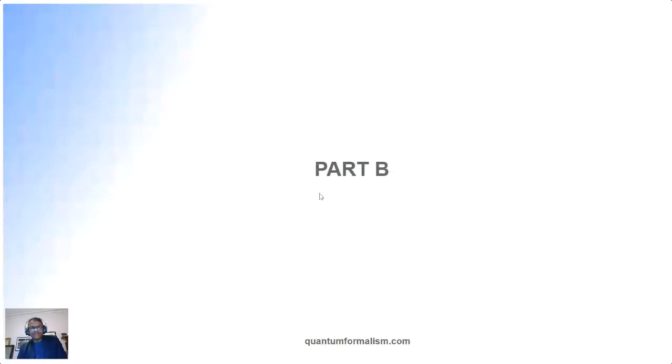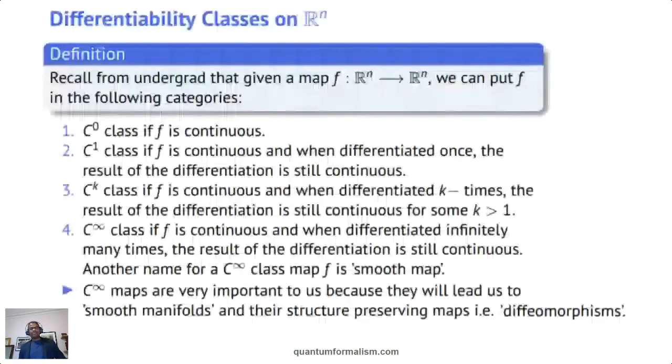Part B is nothing really new. It's just a comment. This is what we will need starting in the next session. I really recommend that you revise the notion of differentiability classes, differentiable maps from Rn to Rn. This could have been from Rn to Rm, but let's make it simple, just Rn to Rn.